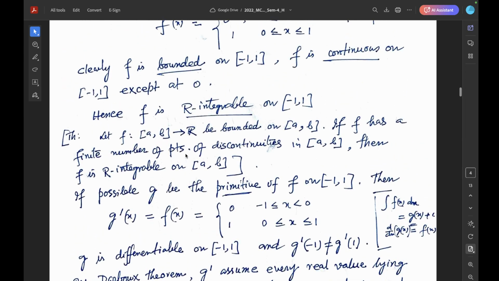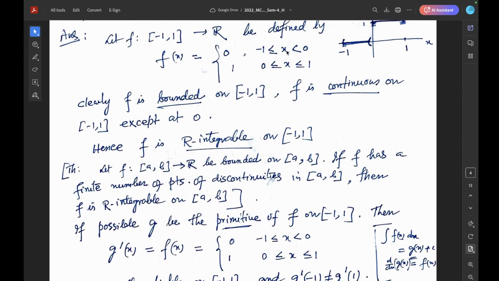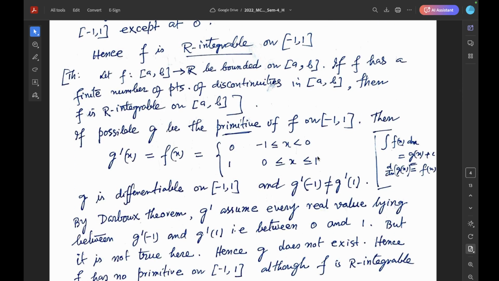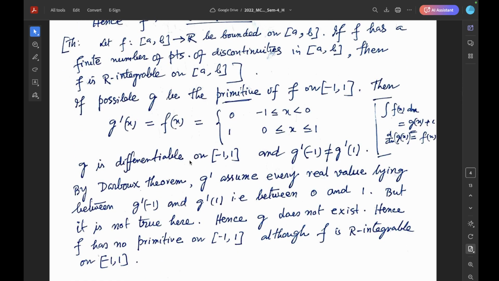So f(x) equals 0 when -1 less than or equal to x less than 0, and f(x) equals 1 when 0 less than or equal to x less than or equal to 1. g is differentiable on the closed interval [-1, 1], and g'(-1) is equal to 0, and g'(1) is equal to 1. So g'(-1) not equal to g'(1). By Darboux theorem, g' assumes every real value lying between g'(-1) and g'(1), that is lying between 0 and 1.